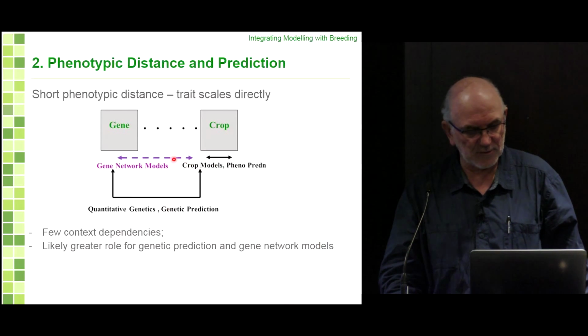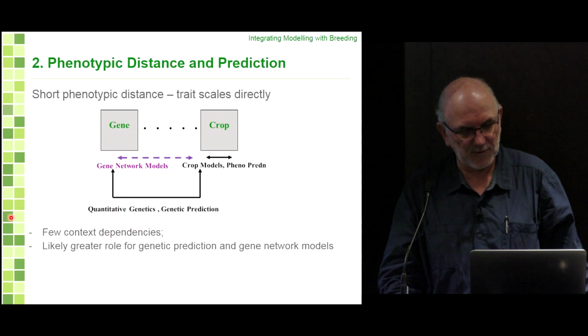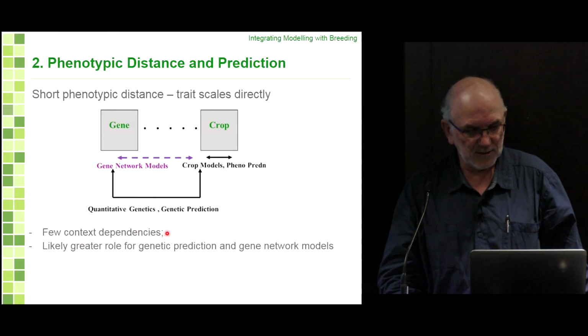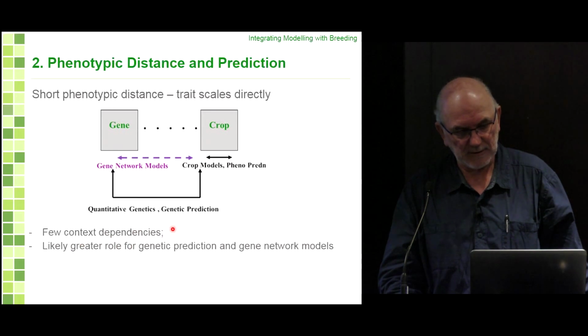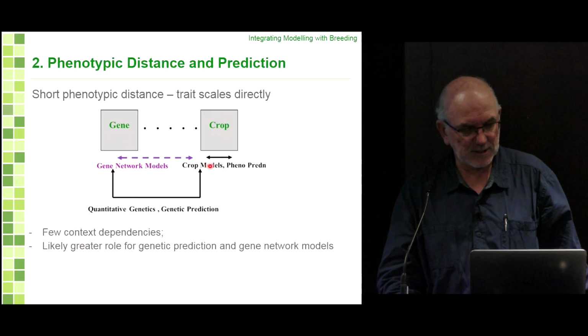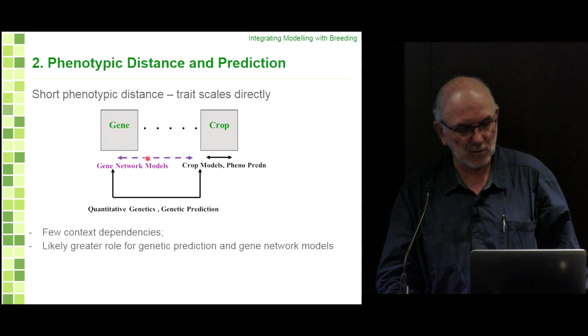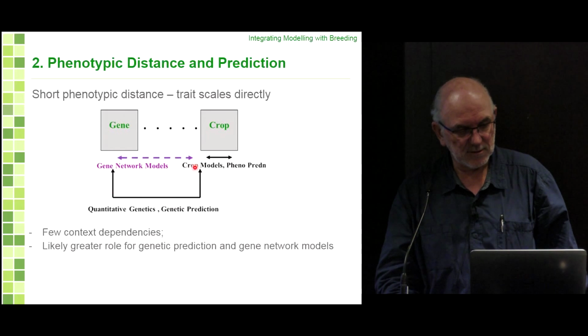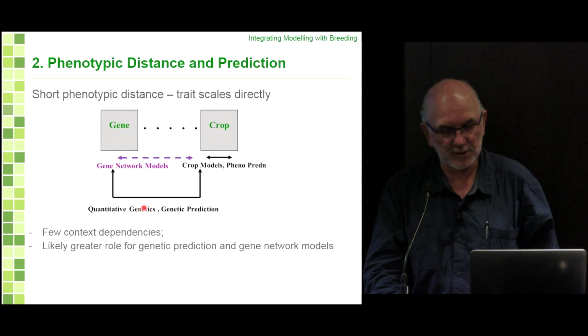And so in those instances where you've got few context dependencies, you don't get too much complexity, then you can start to make better use of these gene network models or these direct genetic prediction models.